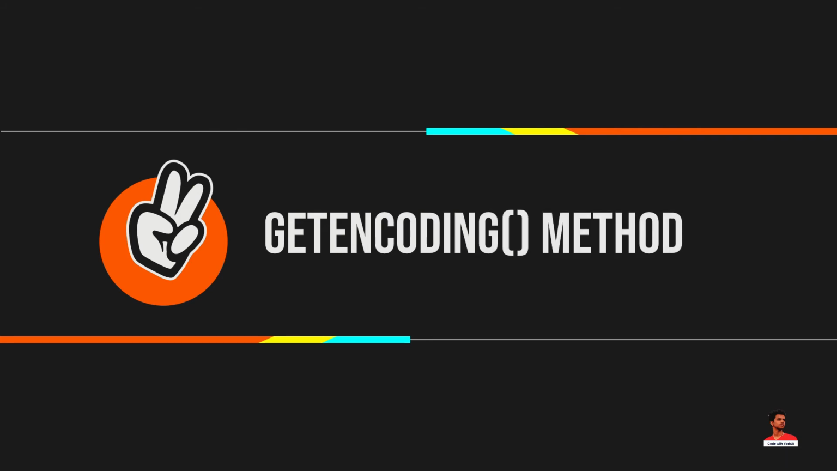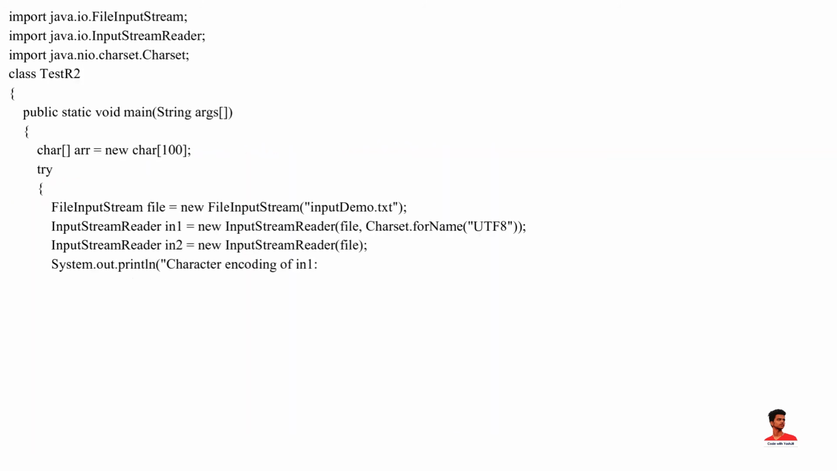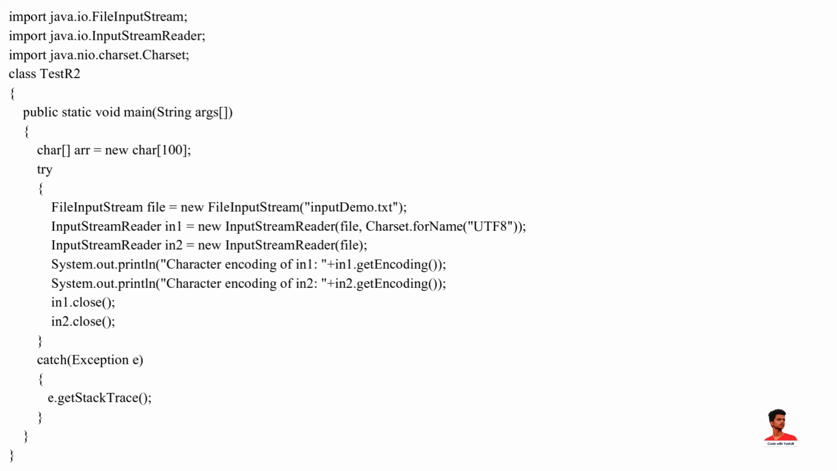The getEncoding method can be used to get the type of encoding that is used to store data in the input stream. In this example, we have created two InputStreamReaders named in1 and in2. In1 specifies the character encoding UTF-8, hence the getEncoding method returns the specified character encoding. In2 does not specify the character encoding, hence the getEncoding method returns the default character encoding.